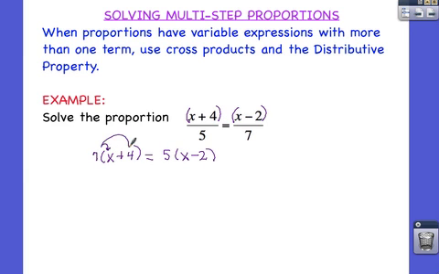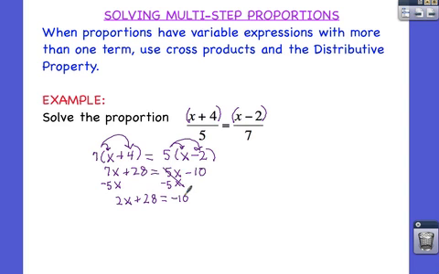Now we start by distributing, and we get 7x plus 28 equals 5x minus 10. Get all the x's on one side, so we'll subtract 5x from both sides. We get 2x plus 28 equals negative 10. Subtract 28 from both sides, and we get 2x equals negative 38. Divide by 2, and we get that x equals negative 19.